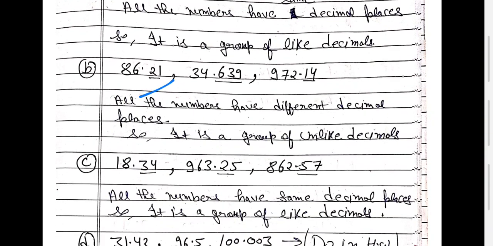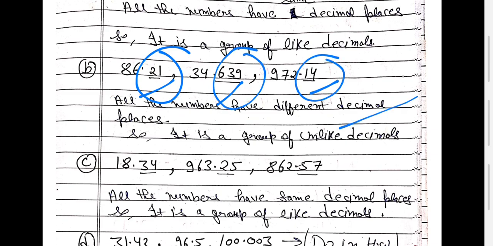Now come to this side: it has 2 decimal places, 3 decimal places, and 2 decimal places. So all the numbers have different decimal places.